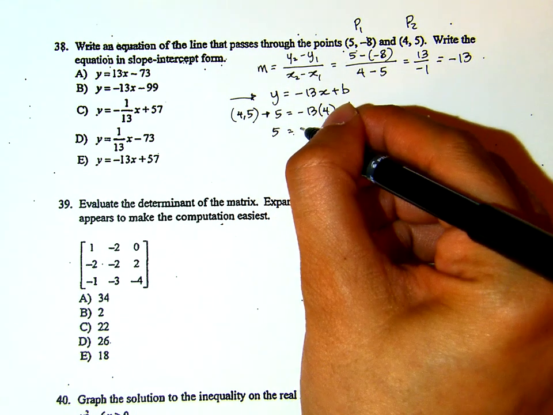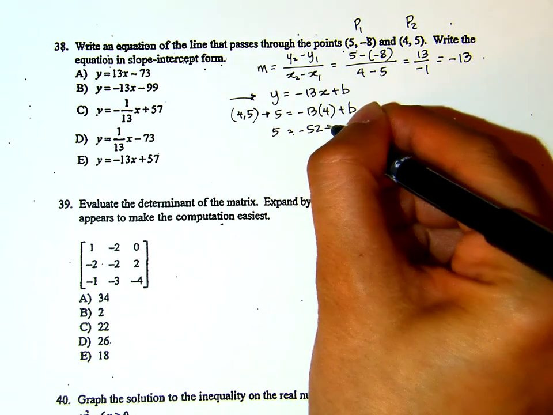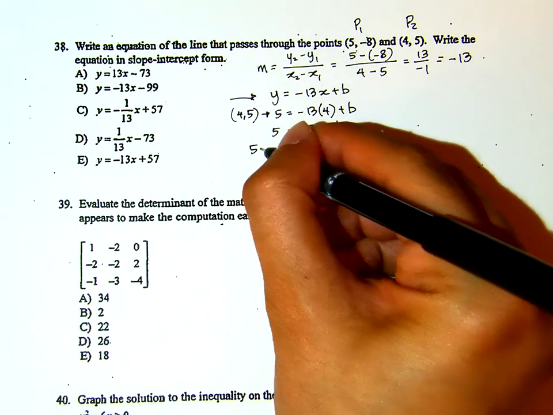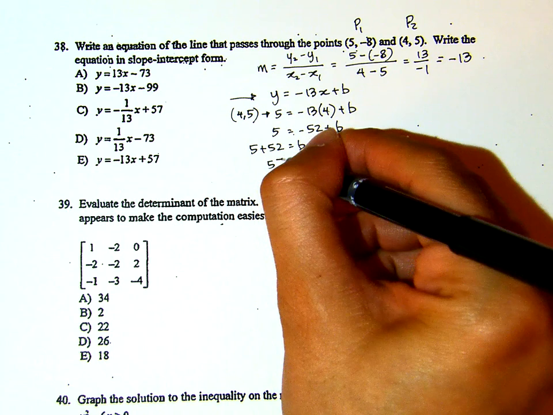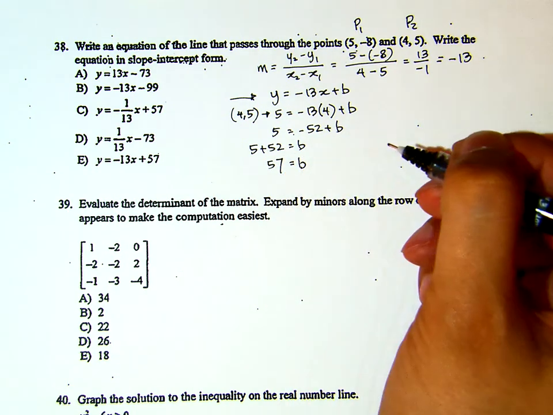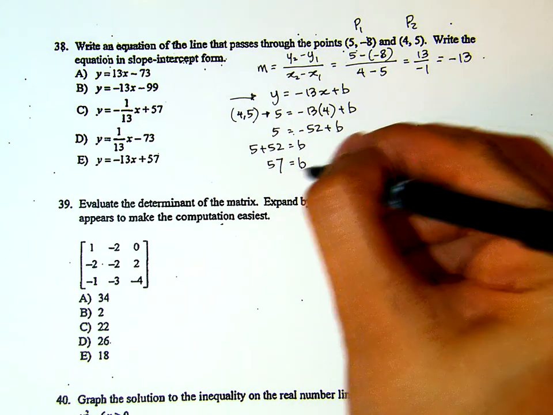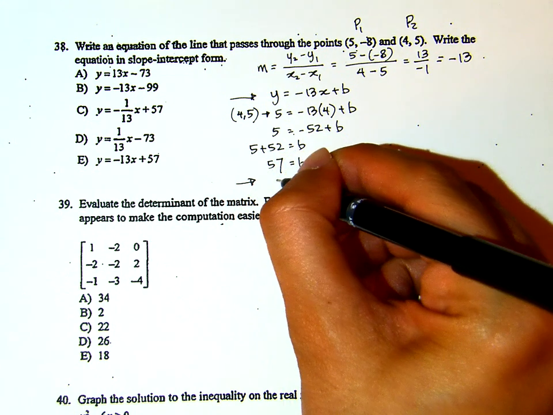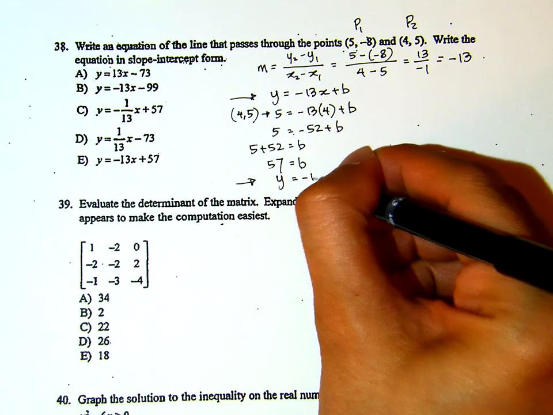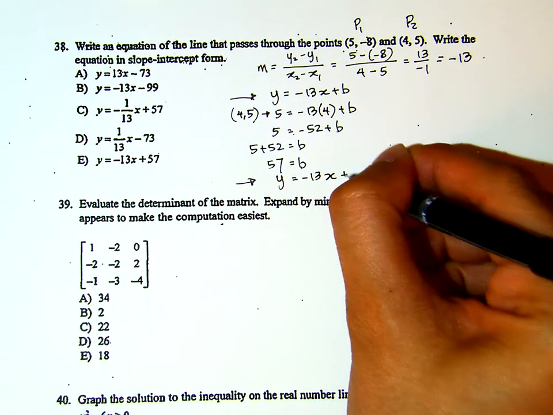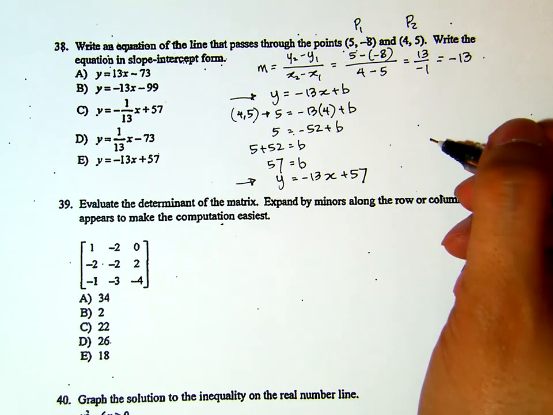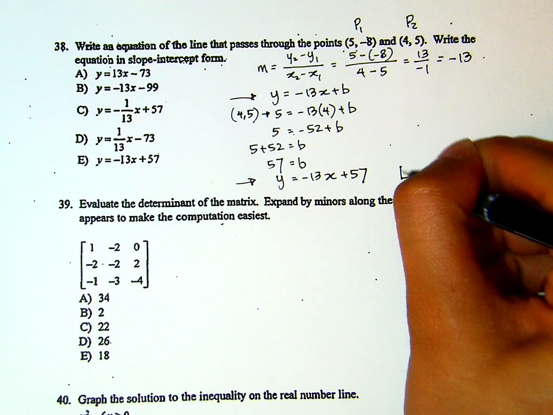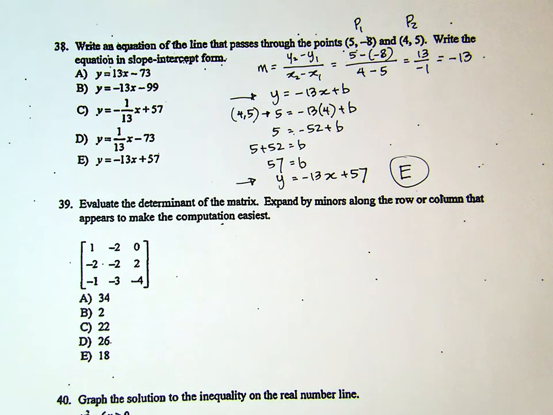5 equals -52 plus b. So 5 plus 52 equals b. 57 equals b. Okay. Now, in other words, the equation of the line is given by y equals -13x plus 57. Therefore, the answer is E. Okay, that's for number 38.